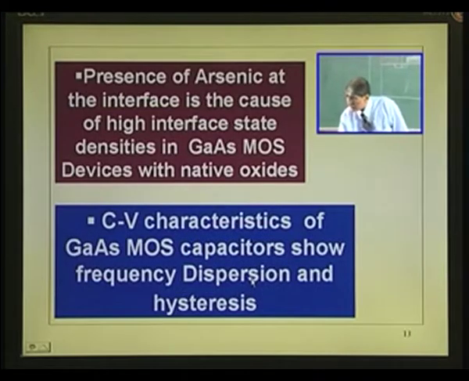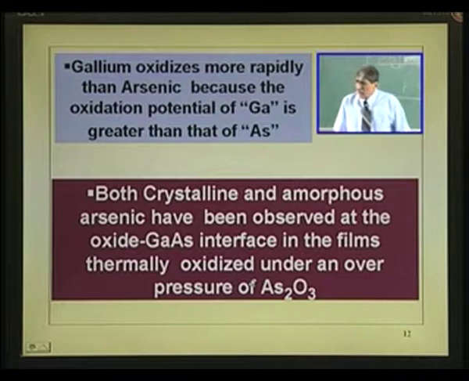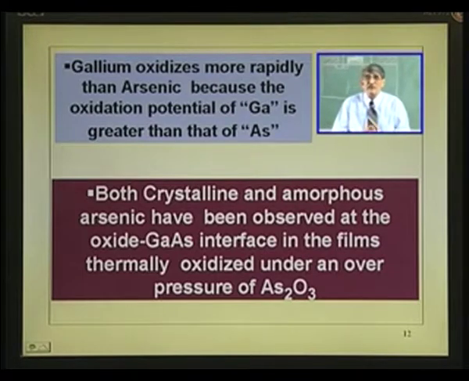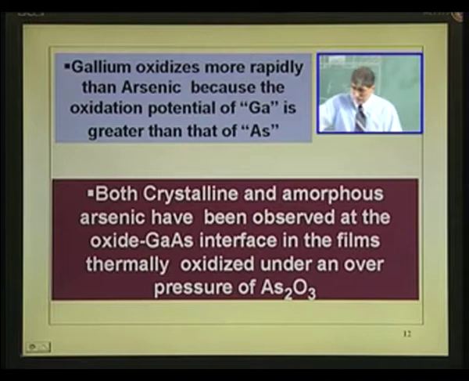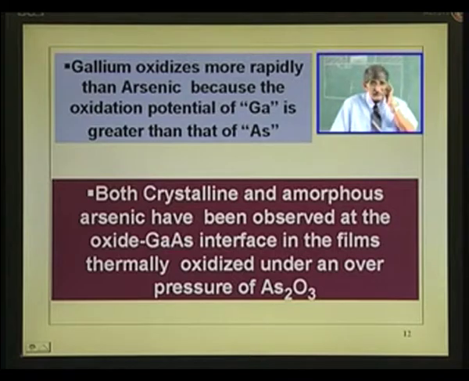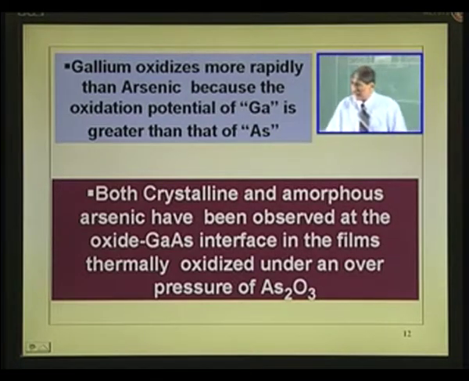Let me just go back to this one more. Okay. So, one problem is the loss of arsenic trioxide. Now, you will say I will control that by doing the oxidation in arsenic vapor pressure or arsenic trioxide vapor pressure. Put it in a sealed tube, at one end of the tube you put arsenic trioxide and oxidize it. Okay. You do the oxidation, but when you examine that, what they have seen is both crystalline and amorphous arsenic have been observed at the oxide gallium arsenide interface.